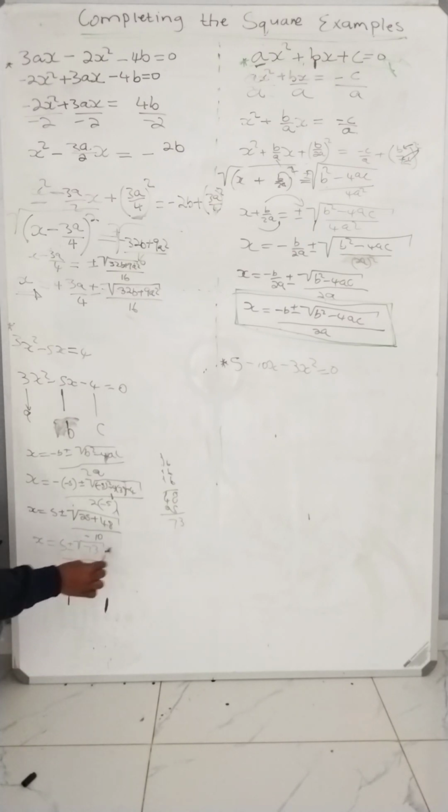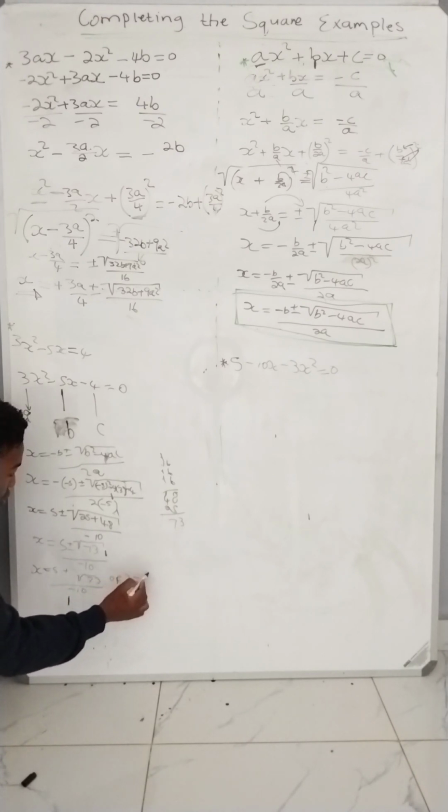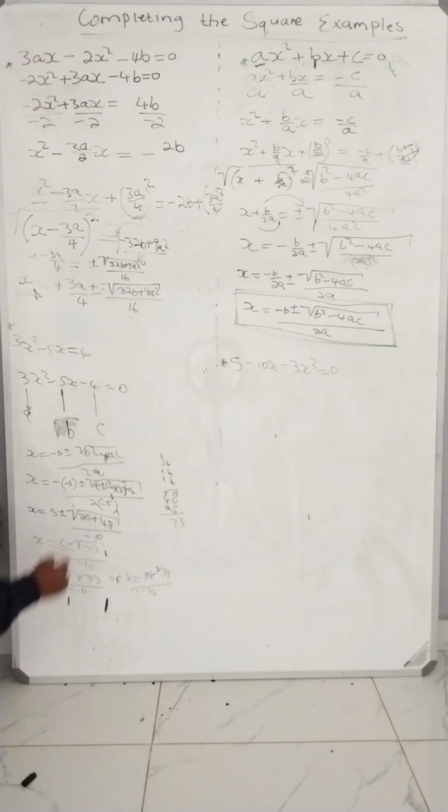Okay, so you will be having this in a way that you will take the positive and the negative, and then you will do this on your calculator, and then you will get your answer. So what I mean by that is you have x is equals to 5 plus the square root of 73 over negative 10, or x is equals to 5 minus the square root of 73 over negative 10. You'll get your answers there.